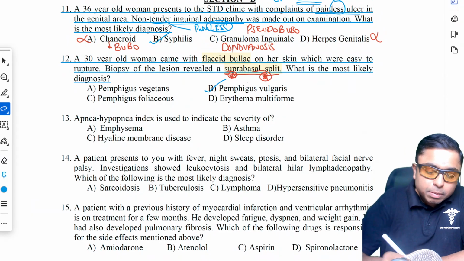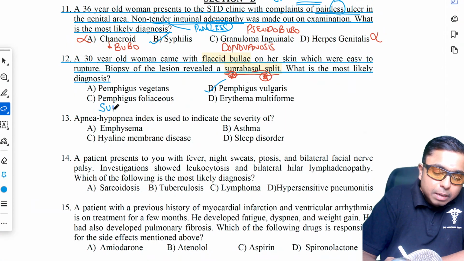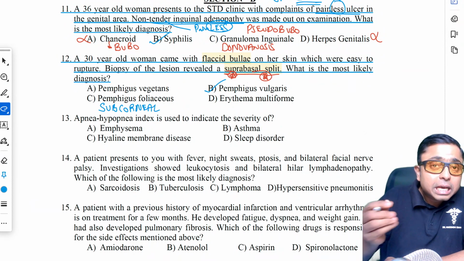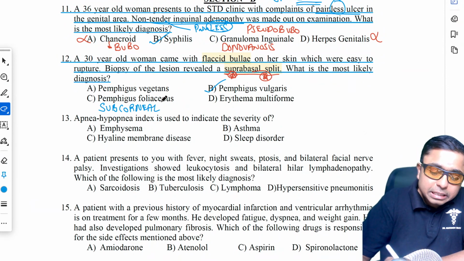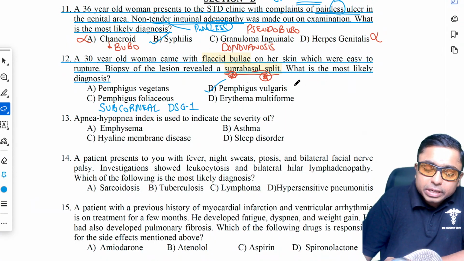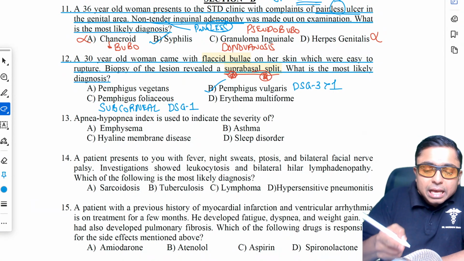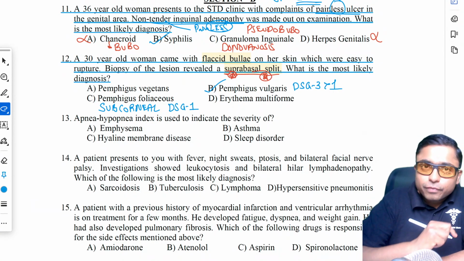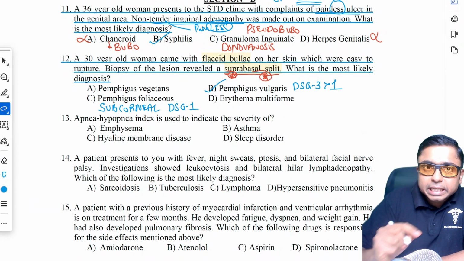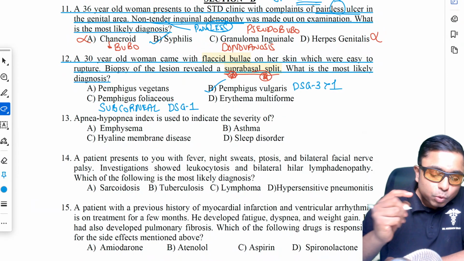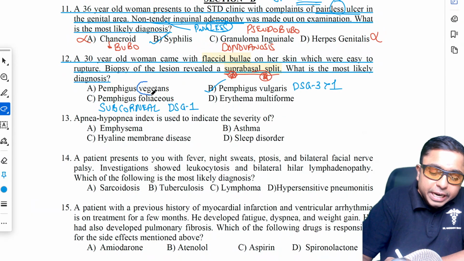Pemphigus foliaceus, remember the split is going to be subcorneal, below the stratum corneum, because here antibodies are present against desmoglein 1, whereas in pemphigus vulgaris the antibodies are present against desmoglein 3 more than desmoglein 1. Pemphigus vegetans, though it is a variant of pemphigus vulgaris, here remember the lesions are not going to be flaccid bullae, they are going to be vegetative lesions.